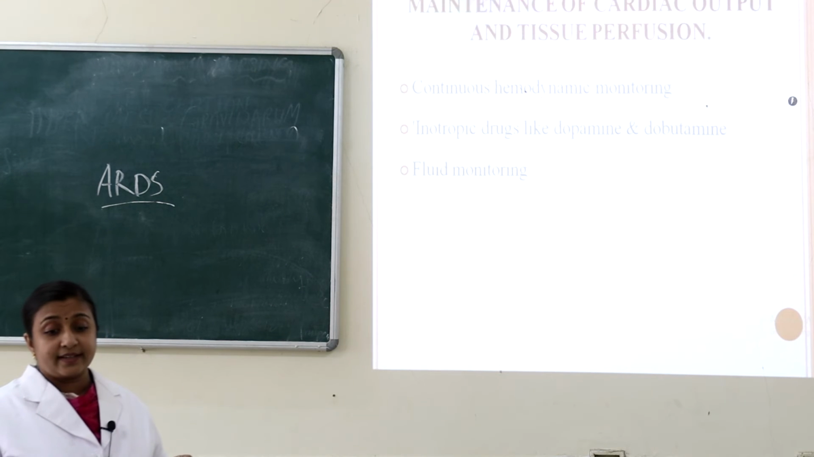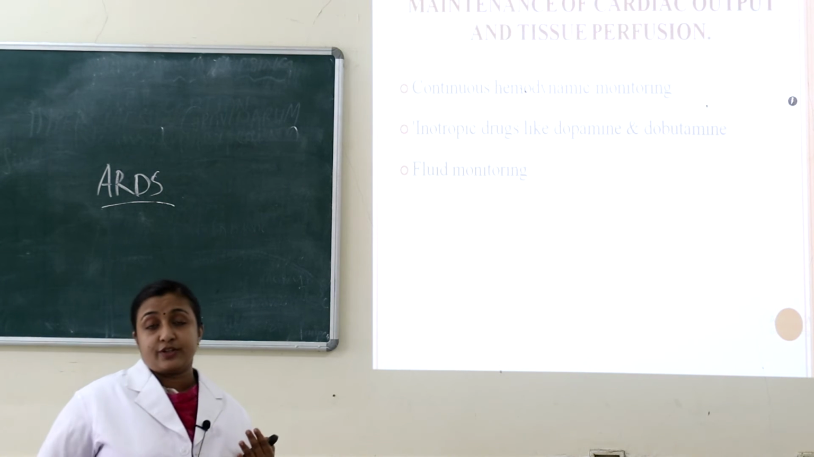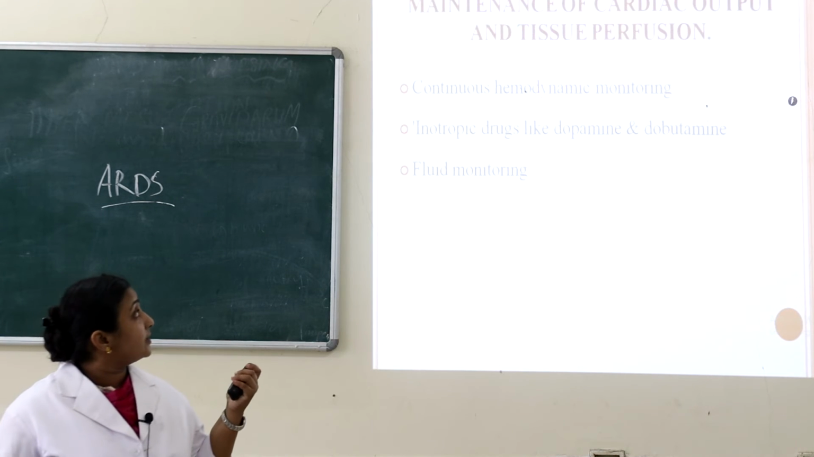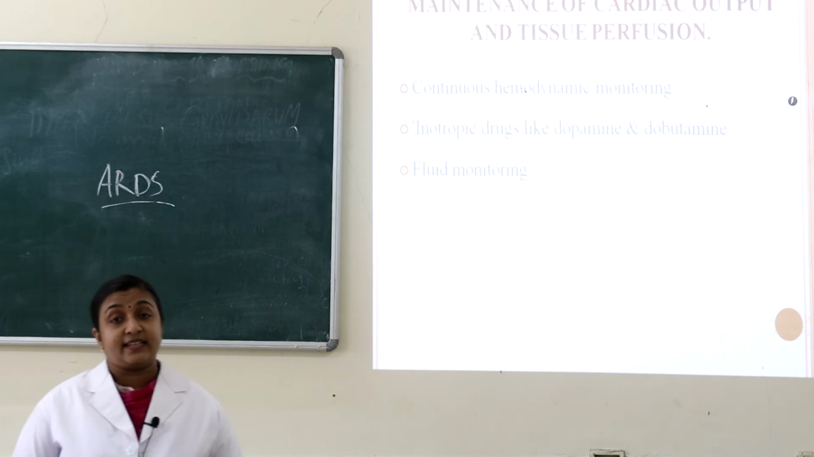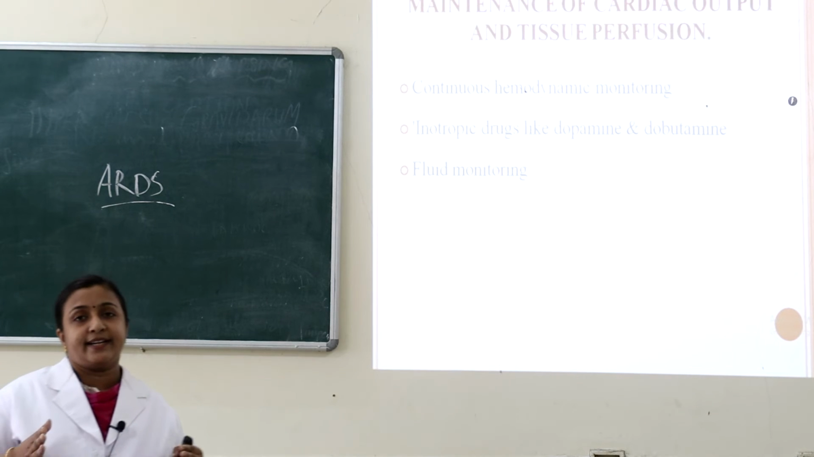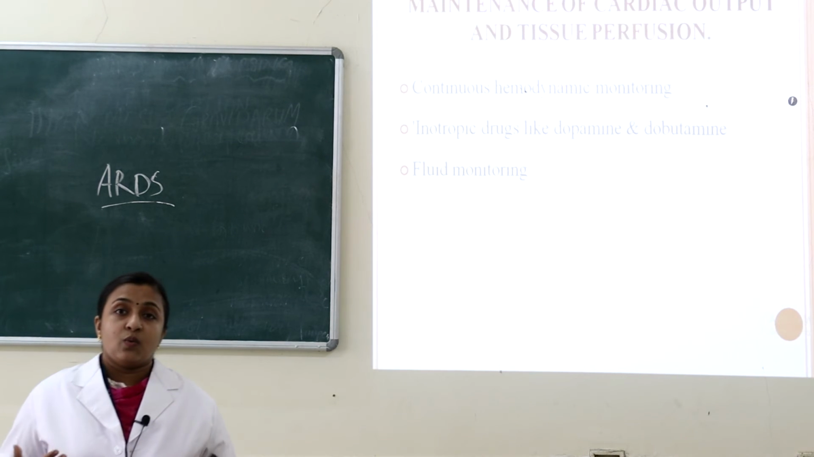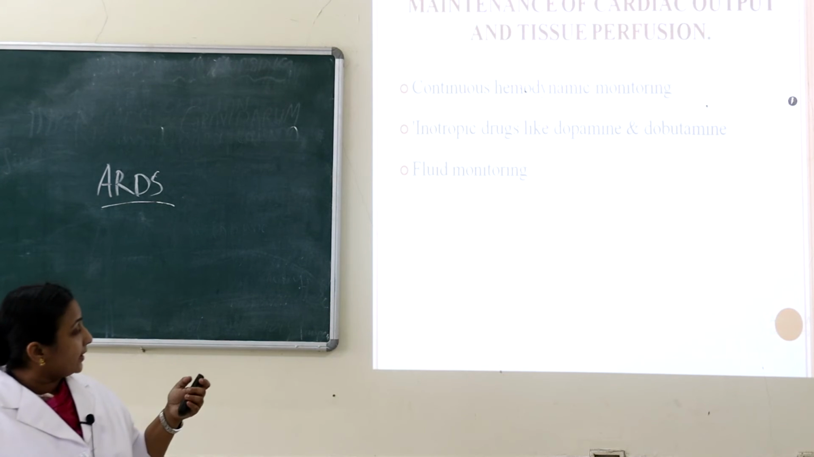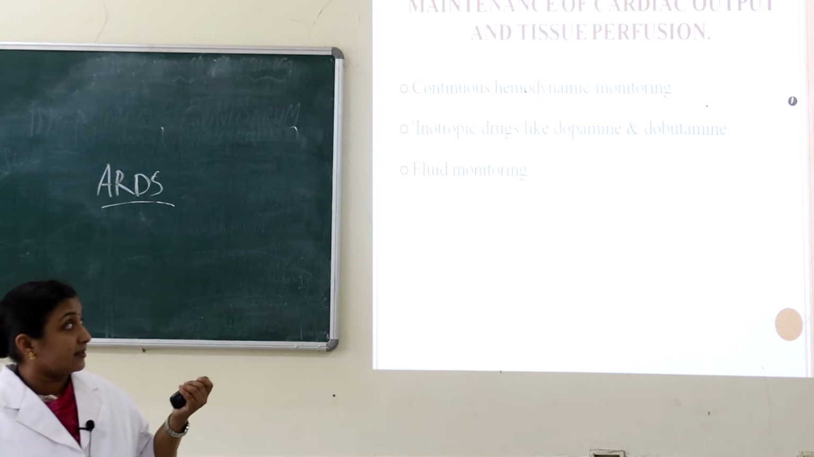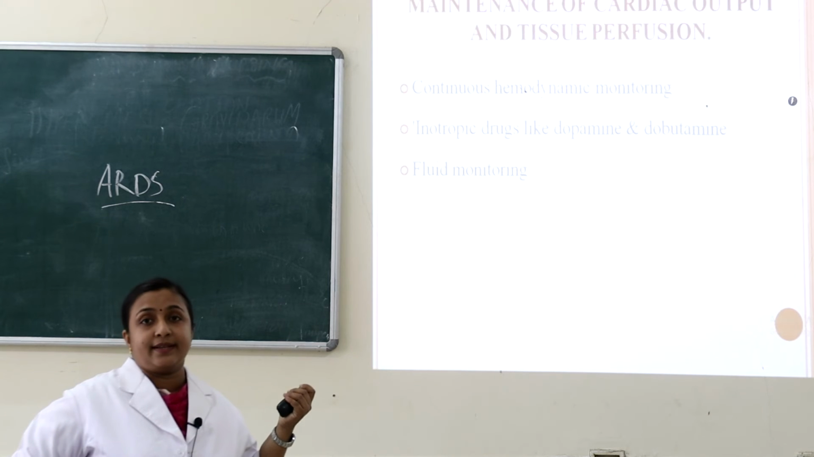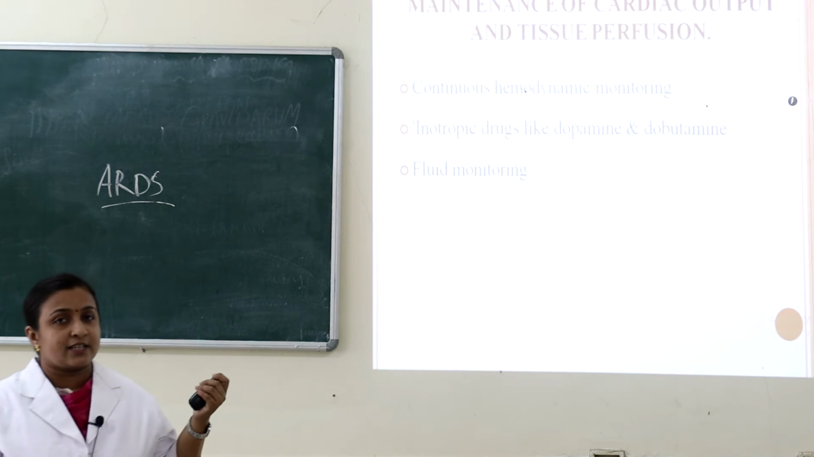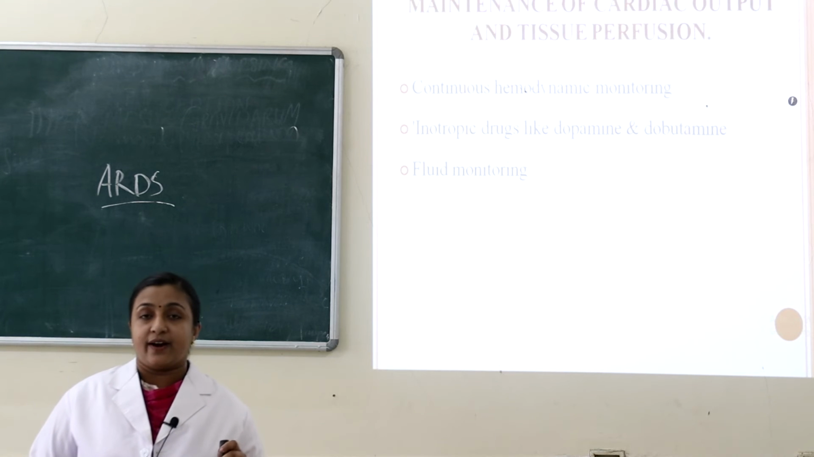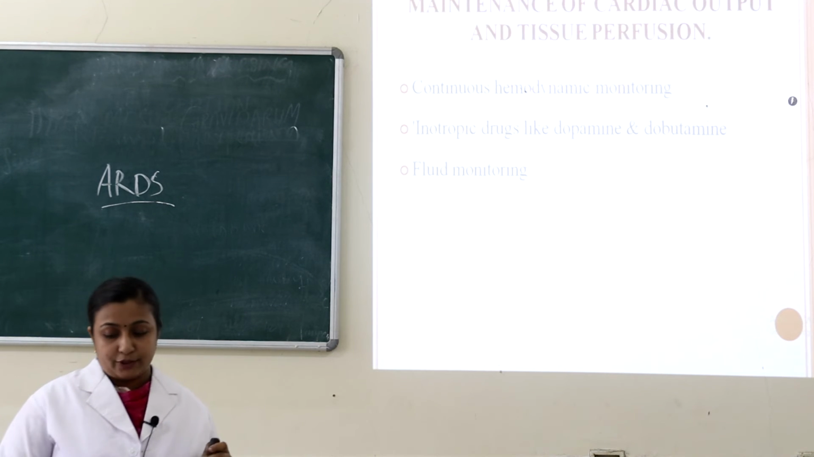The next is the maintenance of cardiac output and tissue perfusion. How can we maintain the cardiac output as well as the tissue perfusion? Continuous hemodynamic monitoring is very, very important for identifying any variations in the vital signs. Then inotropic drugs like dopamine and dobutamine are also very effective in the treatment of ARDS. Then fluid monitoring, you must identify the fluid levels of your patient.